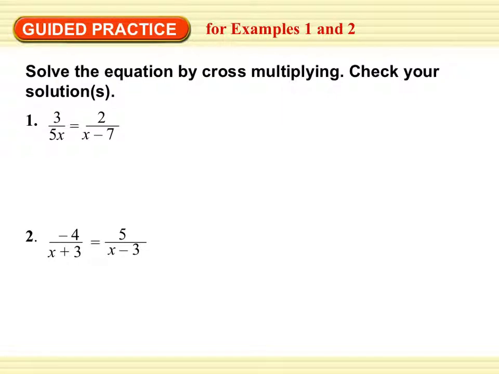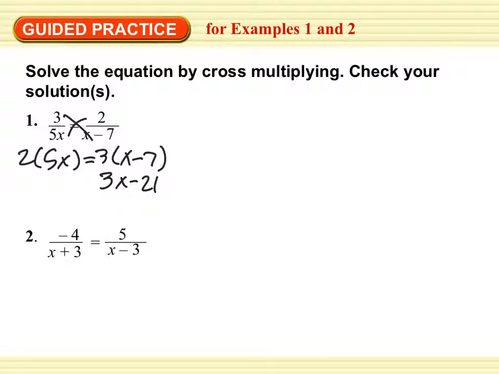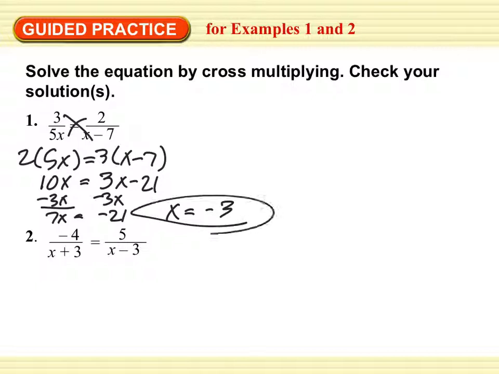Cool. Guided practice. We can practice a few. Okay, these are a little easier. You can multiply 3 times (x minus 7), 2 times 5x, distribute, 7x equals negative 21, divide both sides by 7, I get x equals negative 3. Okay, this should be fun practice for you guys. It's not really much new. Okay, we've done similar things before.